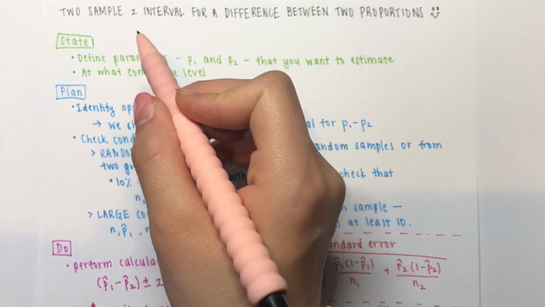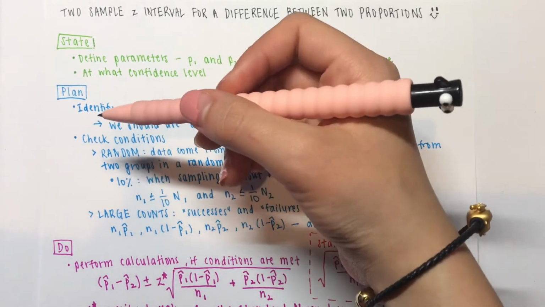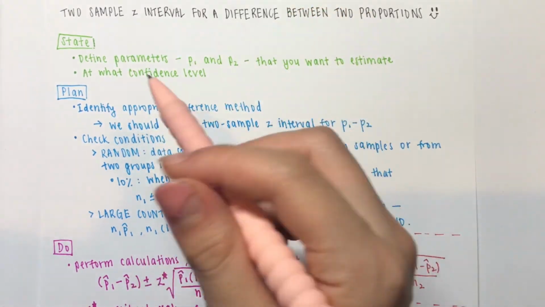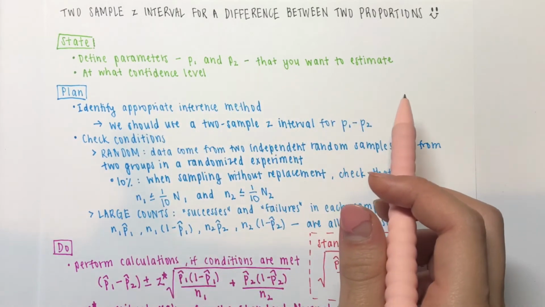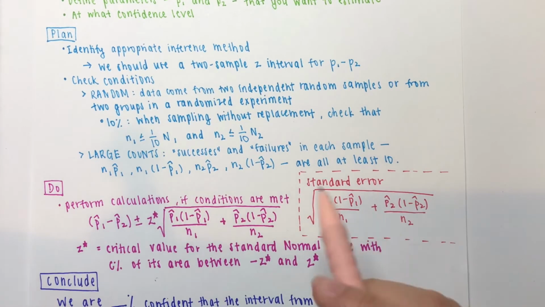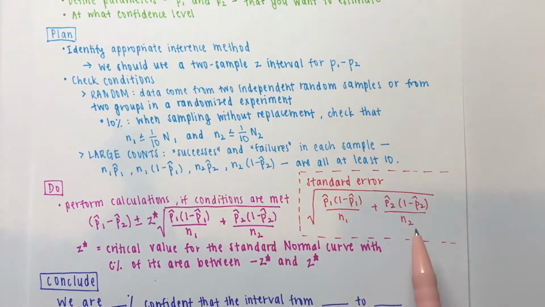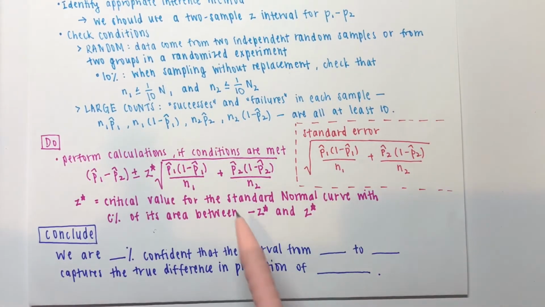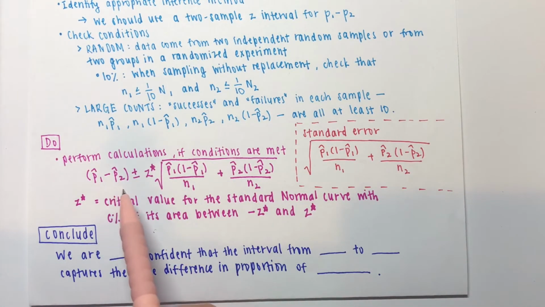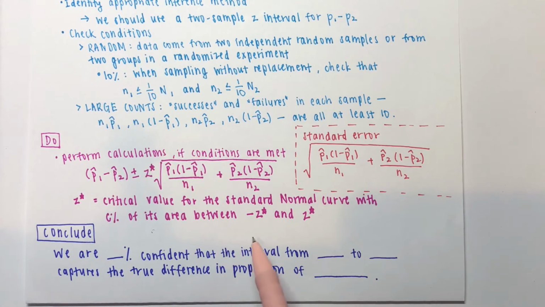Now we'll be going over how to construct a two-sample z interval for the difference between two proportions. As usual, we'll be following the four-step process. First, state the parameters that you want to estimate and at what confidence level. For the plan part, identify the appropriate inference method and check that the conditions listed here are met. Once you've checked the conditions are met, perform calculations using this formula here, with z star equal to the critical value for the standard normal curve with C% of its area between negative z star and z star.